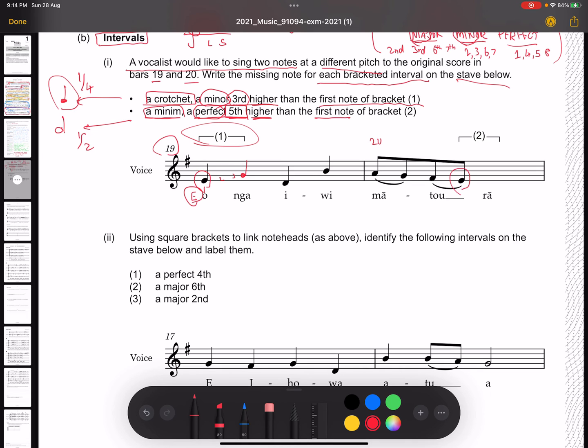So this is our first note of bracket 2. It's going to be 5 steps higher. So we're going to count that note there: 1, 2, 3, 4, 5. We're going line, space, line, space, line. So that's a fifth higher. So I'm going to put, oh, can't do that. Got to use a minim.